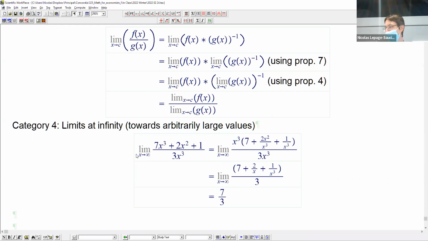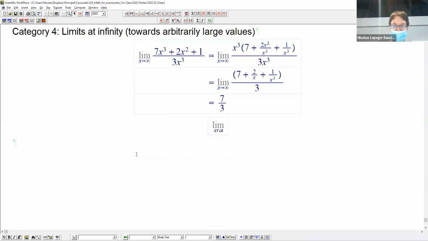So another example, just to practice yourself. Plus 3 times x squared minus 1, divided by x squared. Please tell me what this is. Yeah, infinity.